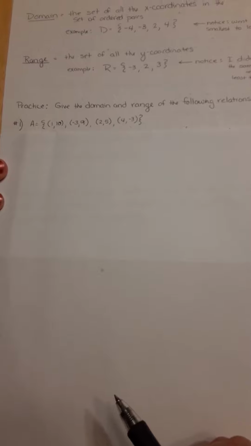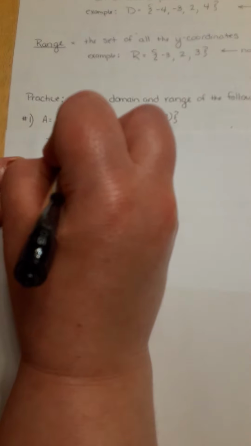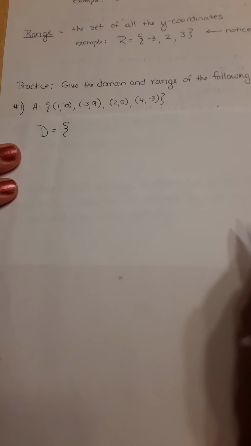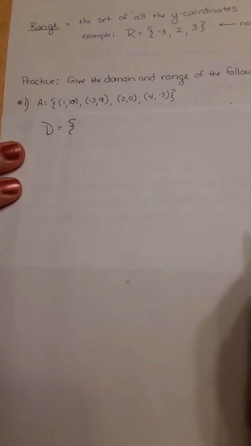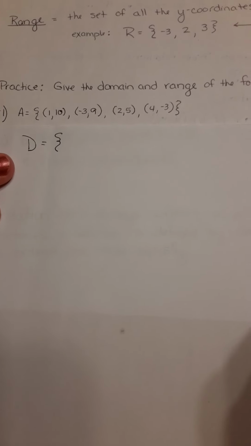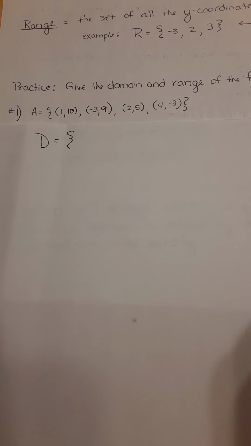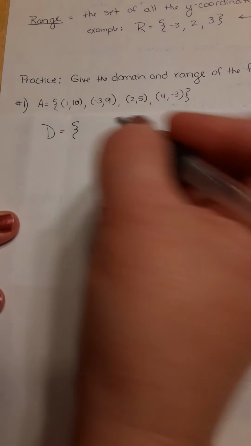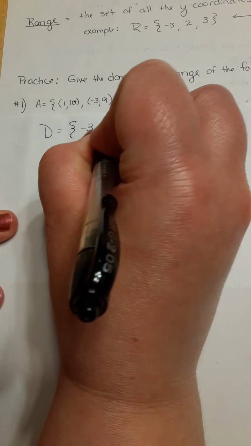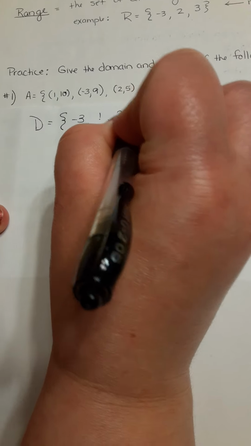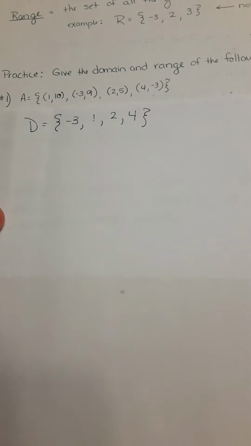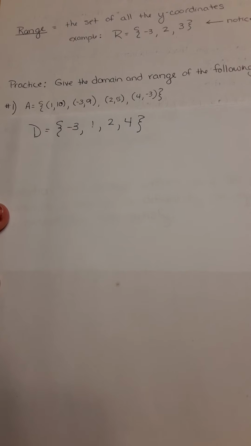So let's take a look here. I have set A, and I want to find the domain and range for it. So I'm going to create the set, D for domain, do my squiggly bracket, and now I'm going to look for all my x values because I'm doing domain. And so I've got 1, -3, 2, and 4. Now I need to order them from least to greatest. So I'm going to start with -3, comma, 1, comma, 2, comma, and 4. That is my domain.